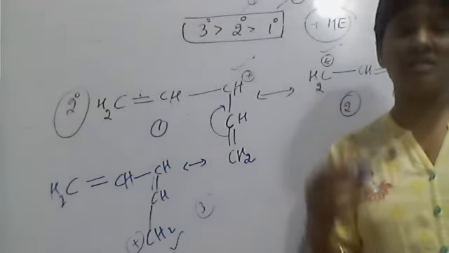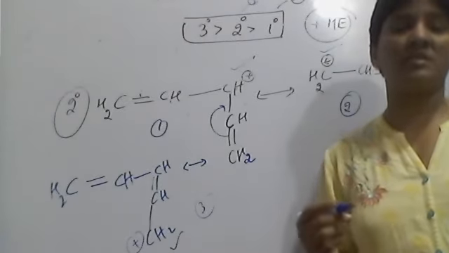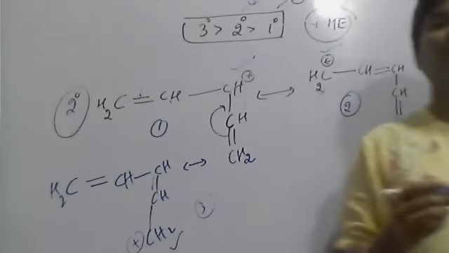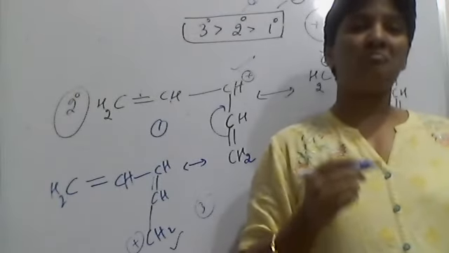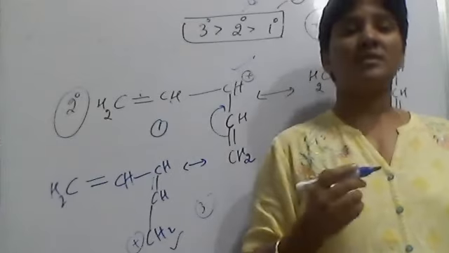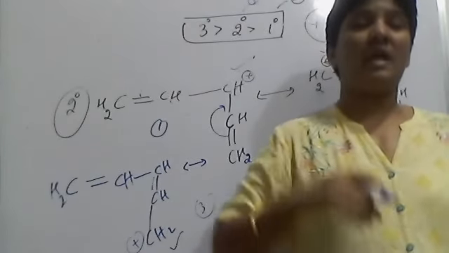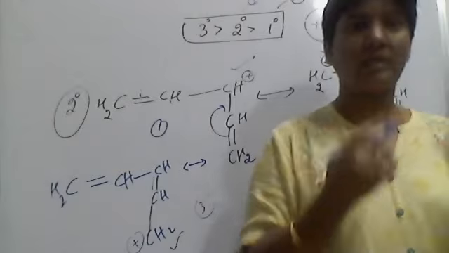Therefore, these structures which have the same electron density, which are interconvertible by delocalization of pi bond or lone pair, are called resonance structures. Okay, conjugated structures which are resonance. As the resonance structures increase, stability increases.